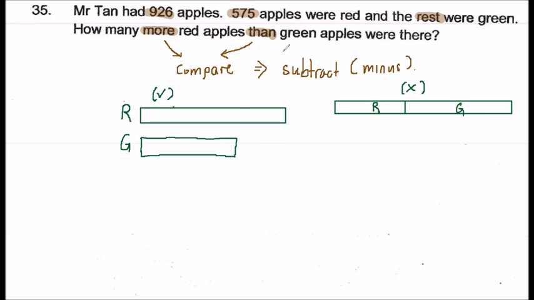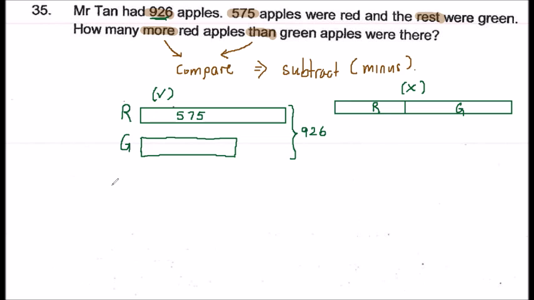So guys, how do we represent the total? Draw a big bracket by the side. You write down 926. Is that okay? Then 575 apples were red, so we write down 575. The rest were green.